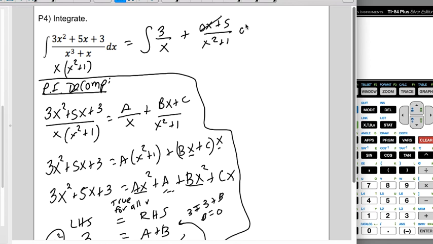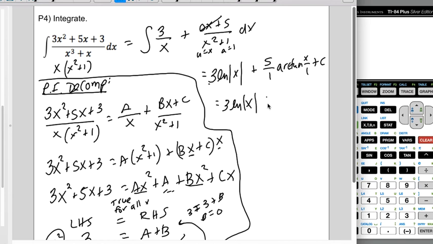Well, since there's no x term, this is another arctan, right? So what's going to happen is here my u is x, and here my a is 1, because that's my a squared, right? So I'm going to get that this is 3 times the natural log of the absolute value of x, plus there's a 5 on top of this arctan, right? So this is a 5 over a arctan of u over a plus c. So I'm going to get that this is 3 natural log of the absolute value of x plus 5 arctan of x plus c.